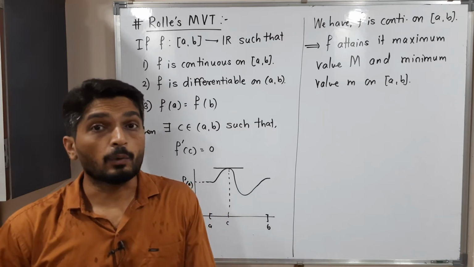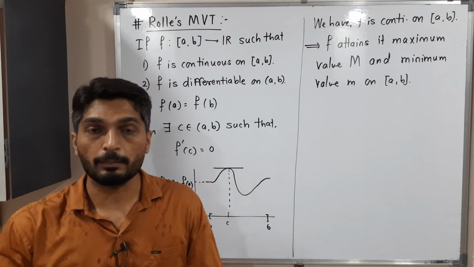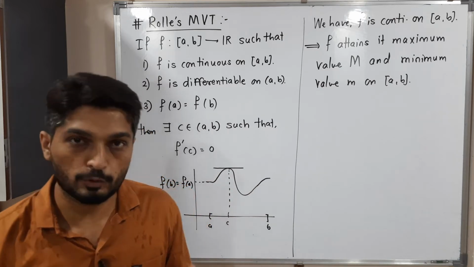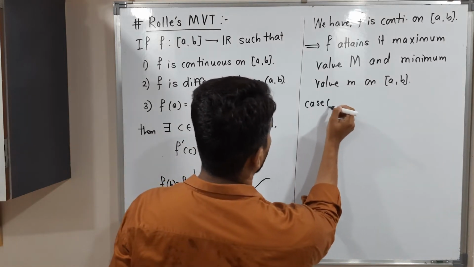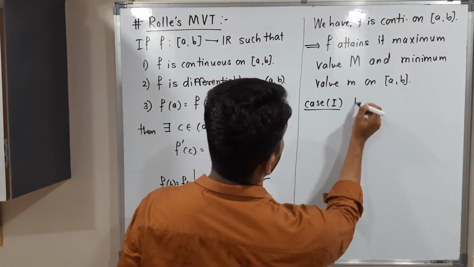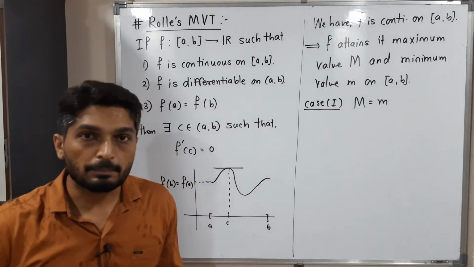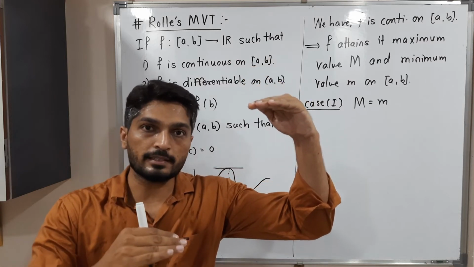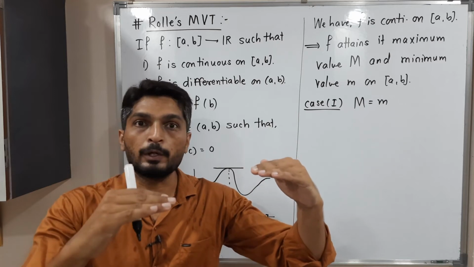Okay, so now there will be two cases. Either capital M is equal to small m, or the second case, obviously, capital M is not equal to small m. So let us discuss the first case. Case 1, that is capital M is equal to small m. Capital M means the maximum value, and small m means the minimum value. Here we are saying both of them are equal. Maximum is equal to minimum.